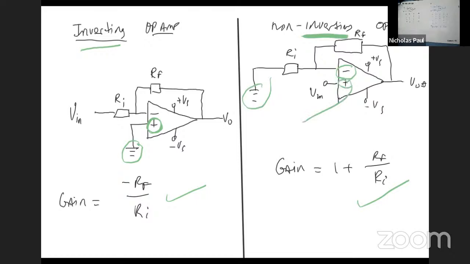Okay, I'm going to give you a cascade circuit now. You have to figure out which is which and then find the appropriate gains, right?